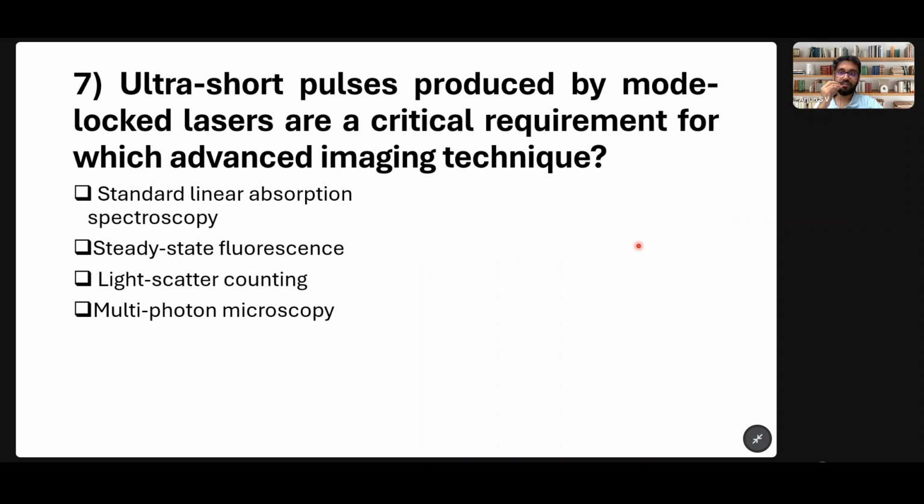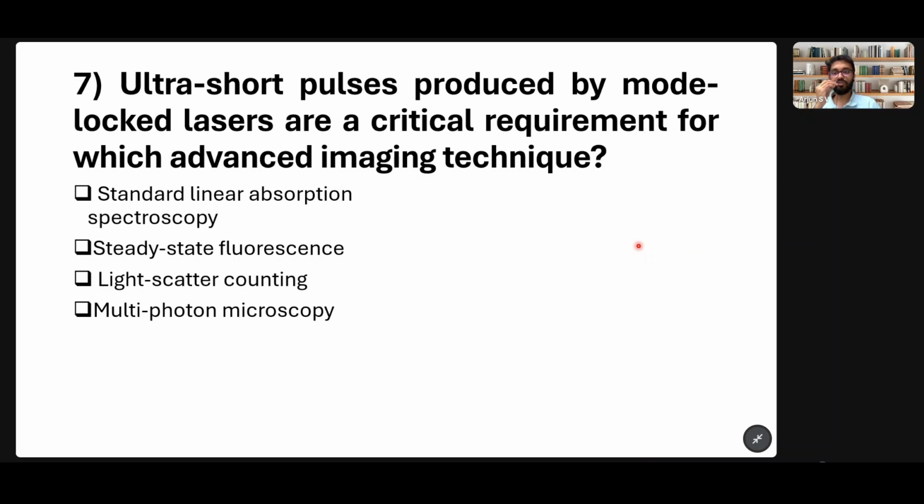Question number 7. Ultra-short pulses produced by mode-locked lasers are a critical requirement for which advanced imaging technique?